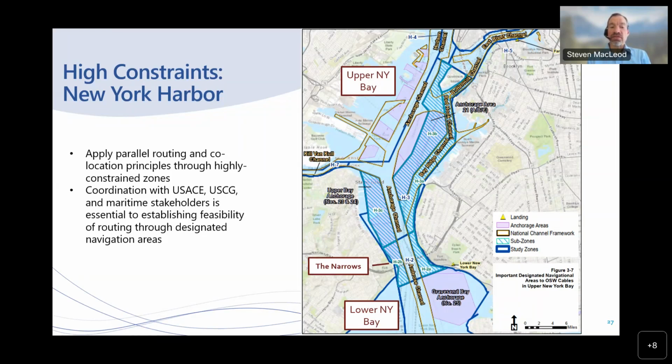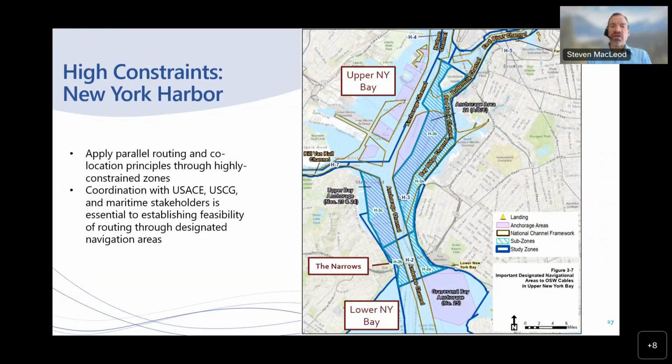However, installing additional future cables needs to be balanced with the growing volume of traffic in New York Harbor and plans to deepen channels to accommodate larger ships. The Narrows is particularly space constrained, but has the capacity for several cables to achieve the 6 gigawatt target if appropriate parallel alignment and spacing principles are applied.